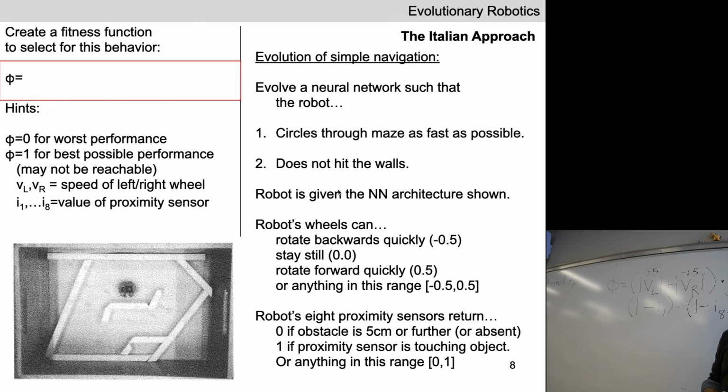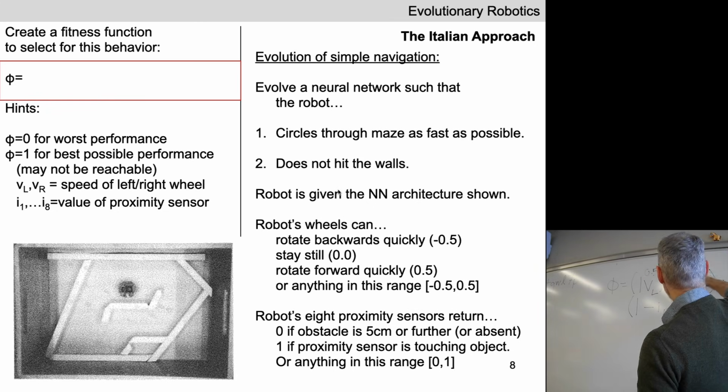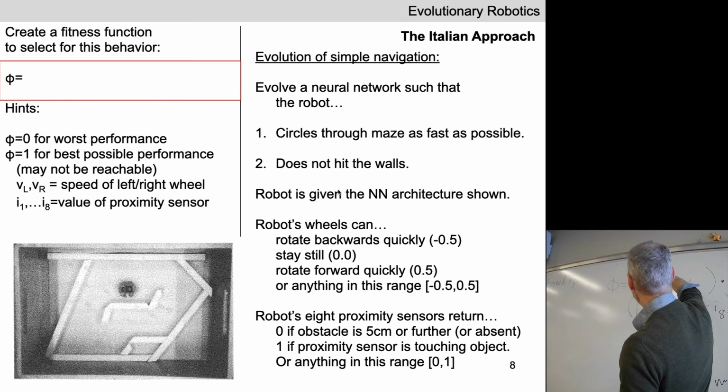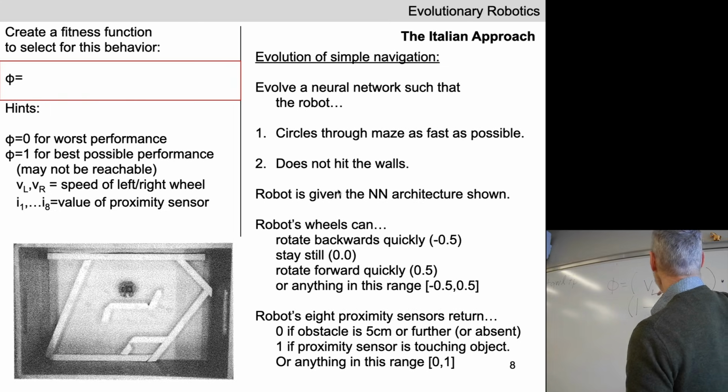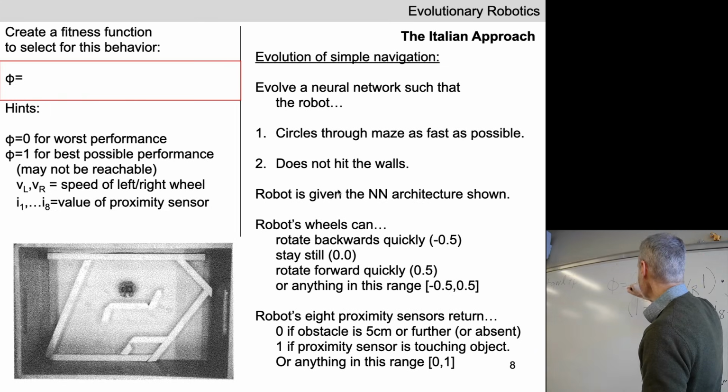We could just remove the absolute values from both of them and do the absolute value of their sum instead. So it would be VL plus VR in the absolute value of that. The absolute value of the sum.